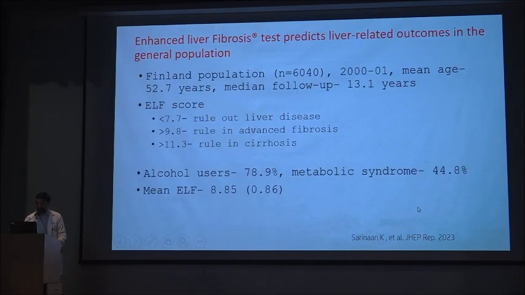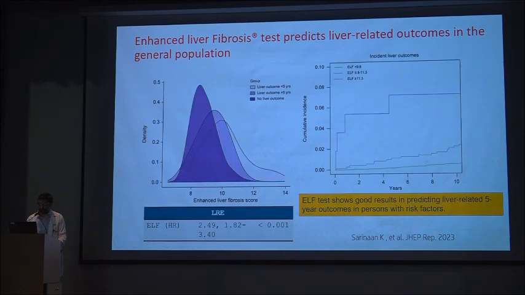In this study of the Finland population, samples were collected in 2000 and 2001, and these patients were followed up for around 13 years. Less than 7.7 ruled out liver disease, more than 9.8 ruled in advanced fibrosis, and more than 11.3 ruled in cirrhosis. Alcohol users were nearly 79%. Lifetime abstinence was in less than 10%, and the mean ELF was 8.85.